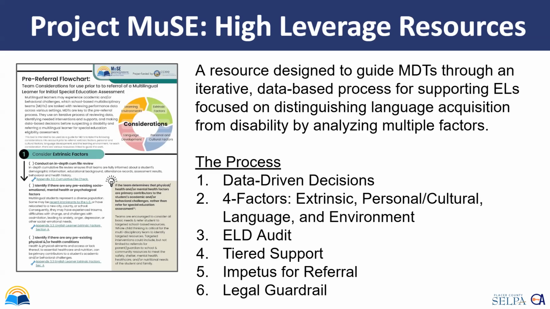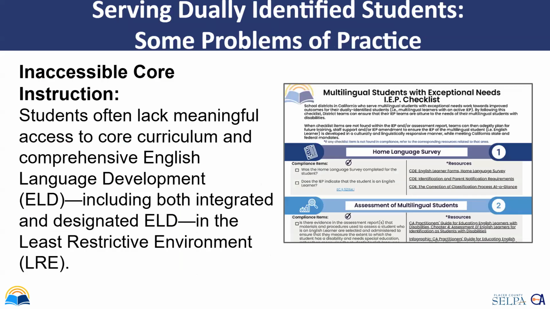And then on the next slide, we wanted to highlight yet another frequently occurring problem of practice that we see in our work statewide. And this is related to inaccessible core instruction, and inaccessible in quotations, I should have put there, because oftentimes the conversation is around students often lacking meaningful access to core curriculum and comprehensive ELD. This is a resource that we put together that takes into account IDEA requirements and Title III requirements and looks at them so that we can provide and develop an IEP that is inclusive of all student needs, including linguistic needs and disability related needs.